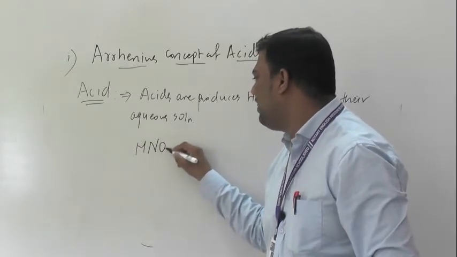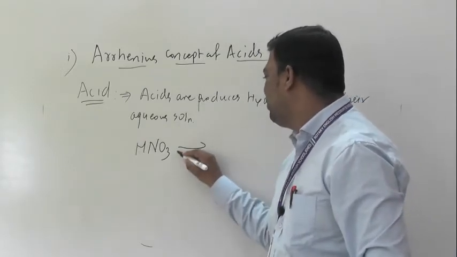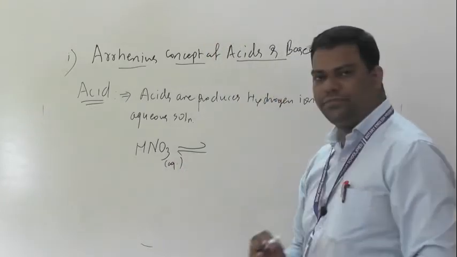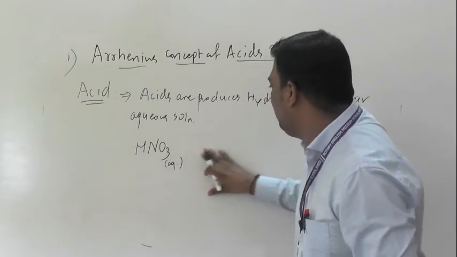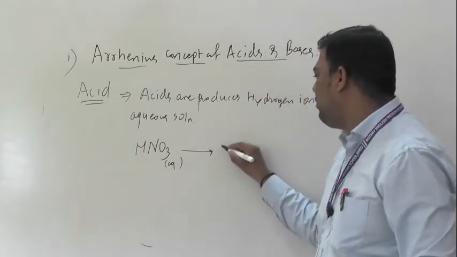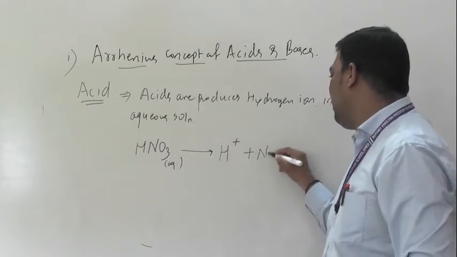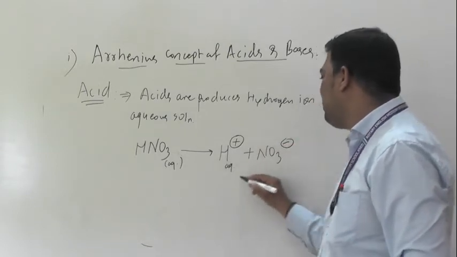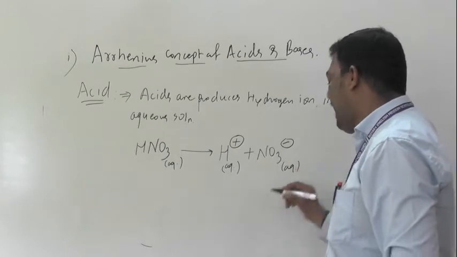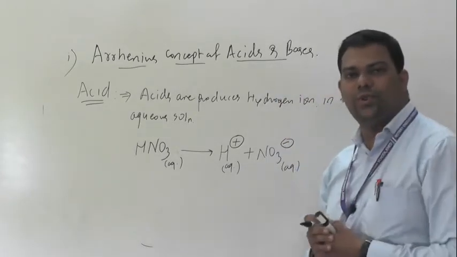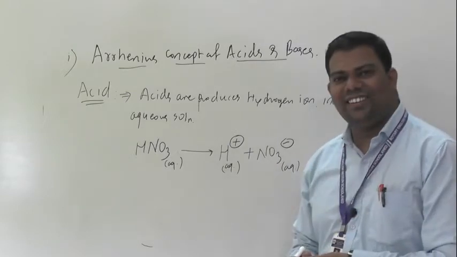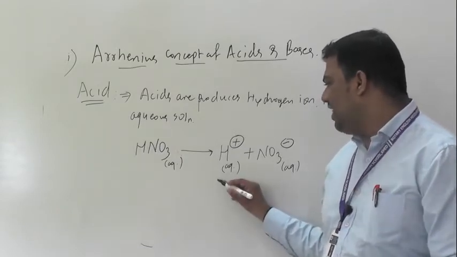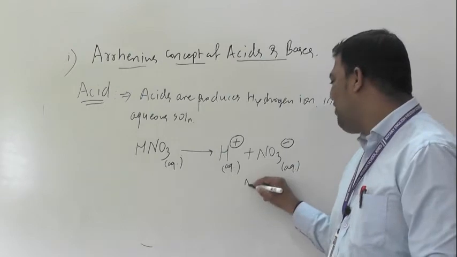Suppose I write nitric acid, HNO3. How does it dissociate? HNO3 in aqueous solution dissociates with a simple arrow, not a reversible arrow, into H plus and NO3 minus. H plus aqueous and NO3 minus aqueous are obtained. So this acid produces H plus ions in aqueous solution. This is the hydrogen ion, and this we call the nitrate ion.